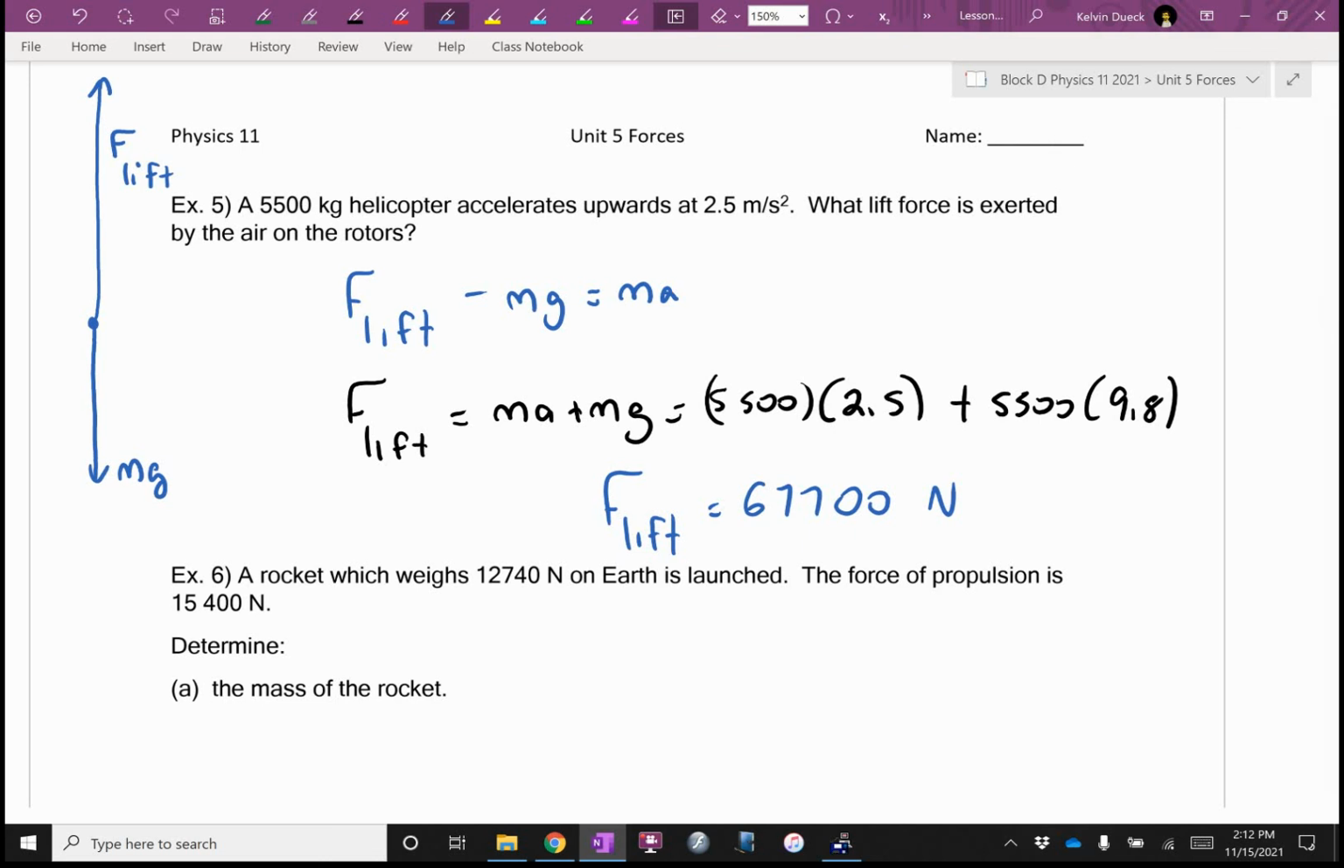If we're hovering, are we accelerating? So the forces must be? I'm looking for a word that starts with letter B. How about mg equals F lift? They're the same. I'm pretty sure that's the only 3 situations I can throw at you. We're either accelerating up, down, or not at all. It's vertical.